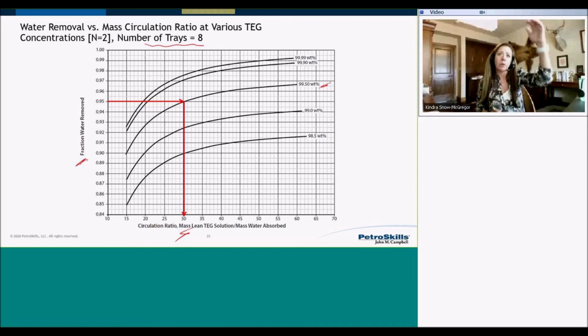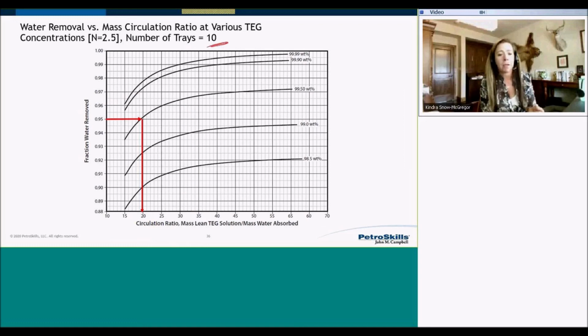But now notice my contactor has gotten taller. And the taller my contactor, the more capital cost I have inside this plant, because it's that high pressure contactor that has a large diameter because it has to take all that gas rate. So large metal wall thicknesses. All the money is being spent here, but I have a much lower circulation rate. All right, let's look at an even taller contactor.